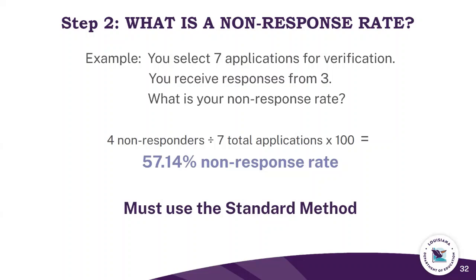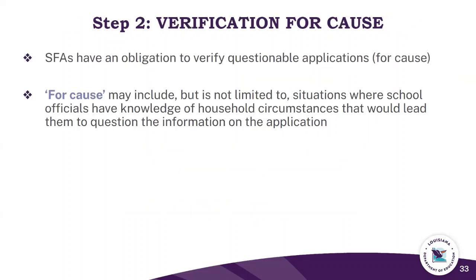If you divide the number of non-responders by the number of total applications selected for verification and multiply by 100, you'll get your non-response rate percentage. In this case, we had 4 non-responders out of 7 total applications. 4 divided by 7 times 100 is 57.14% non-response rate. In this case, since the non-response rate is greater than 20%, this district would need to use the standard or basic method.